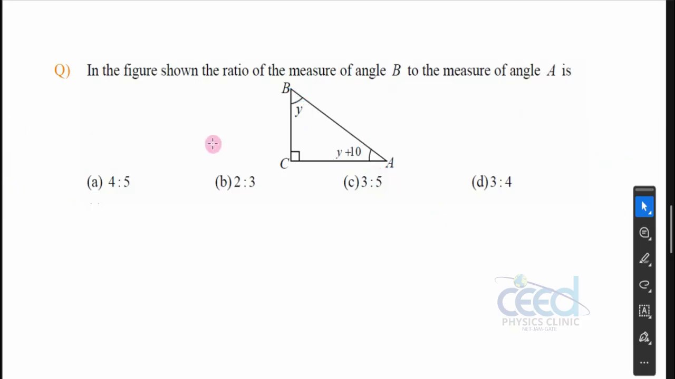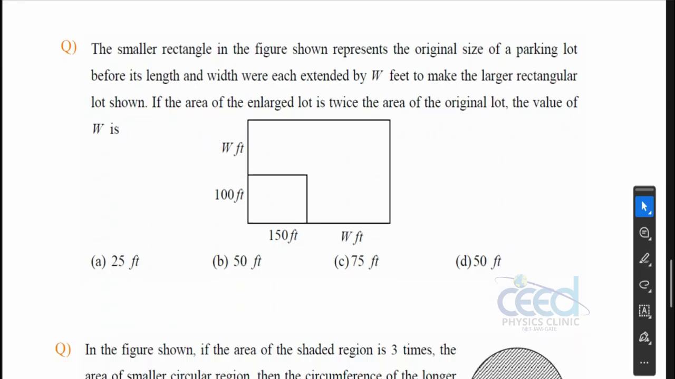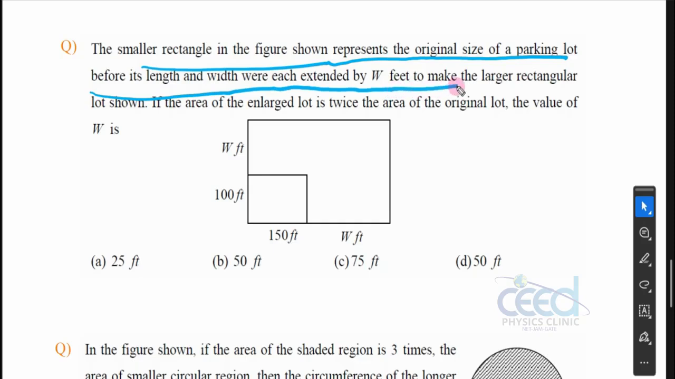Alright, now let us go to another question. See, here the question is, the smaller rectangle in the figure shown represents the original size of a parking lot before its length and width were each extended by W feet to make the larger rectangular lot shown. If the area of the enlarged lot is twice the area of the original lot, find the value of W.